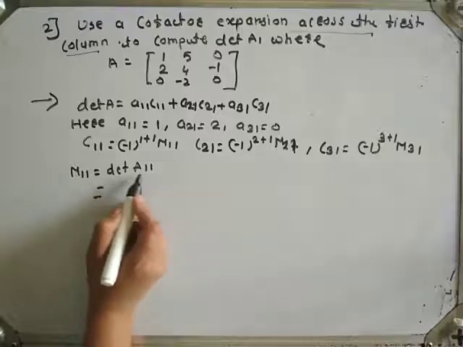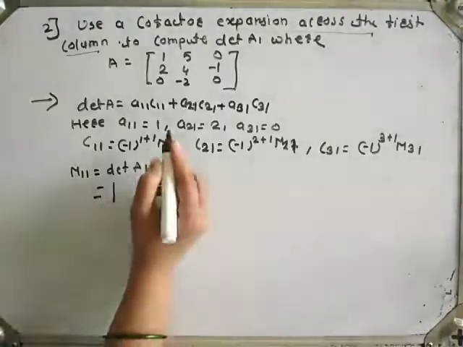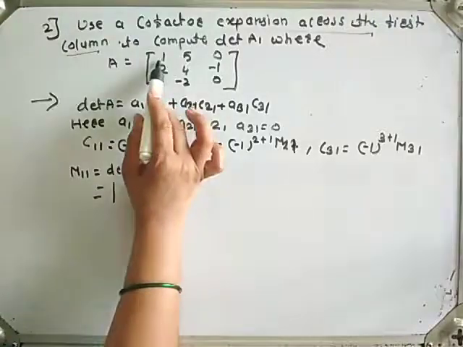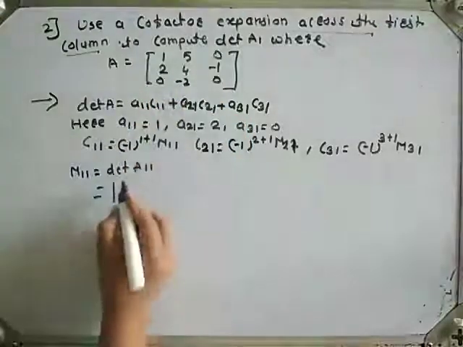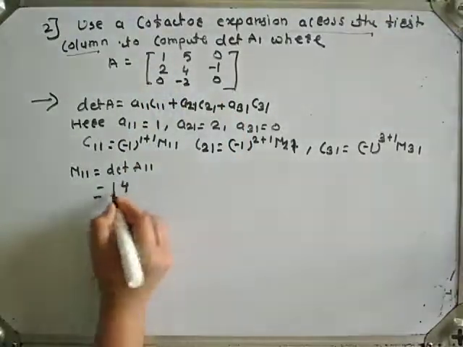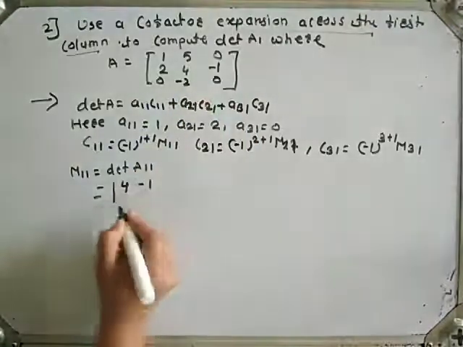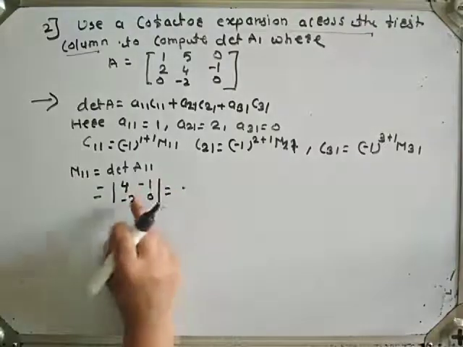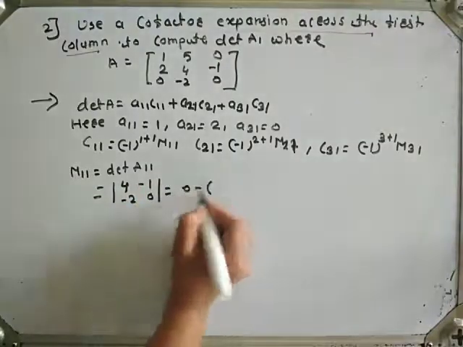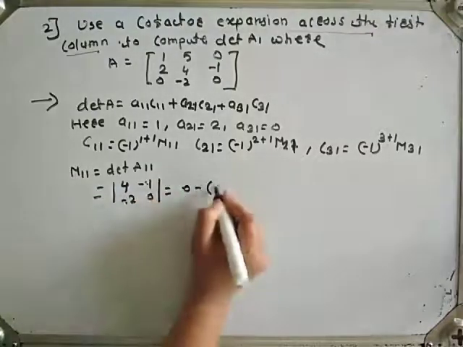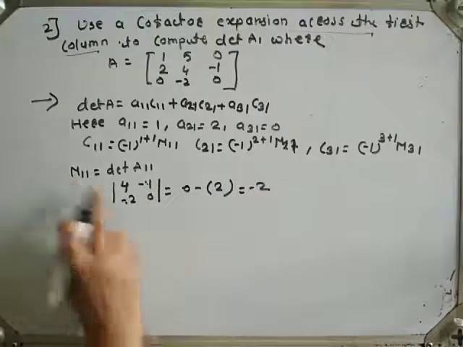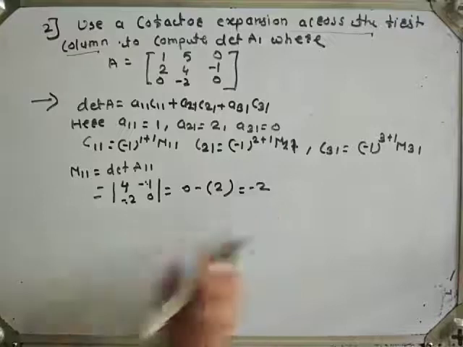So M11 is nothing but the determinant of A11. Delete the first row and first column. So we have to find the determinant of [4 -1; -2 0], which is equal to 0 minus, this minus minus becomes plus, so which is equal to minus 2. So M11 is equal to minus 2.